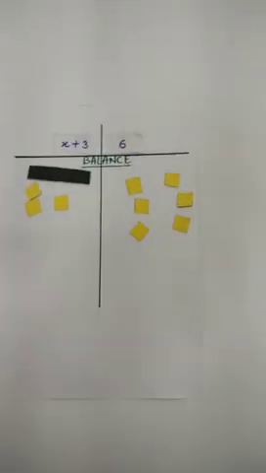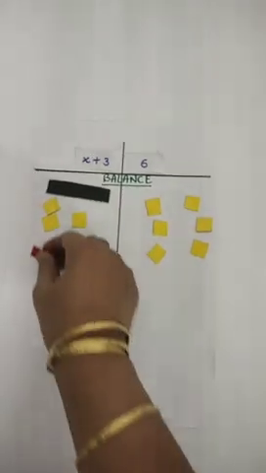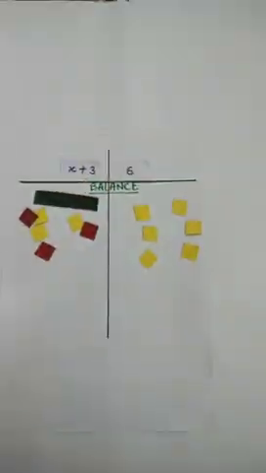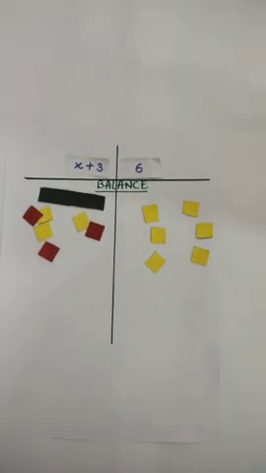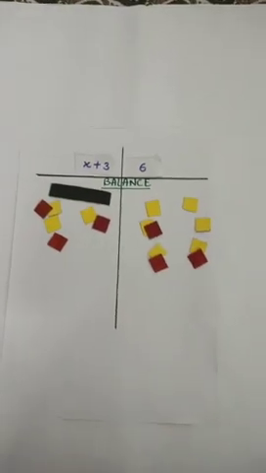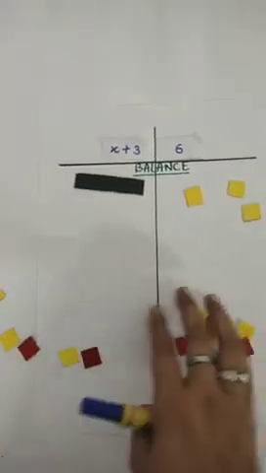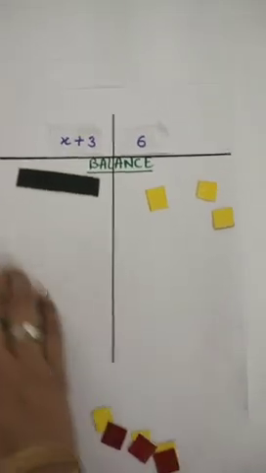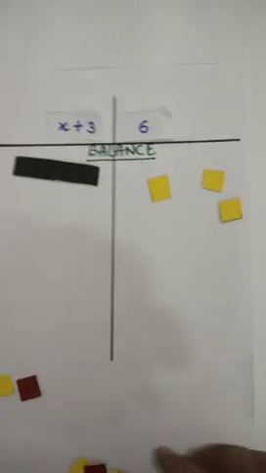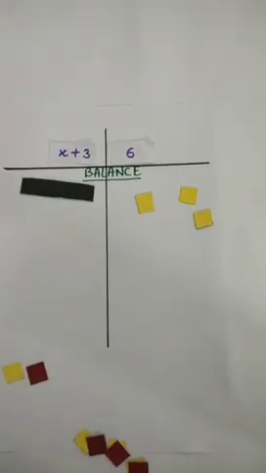Now to solve this equation, we need to remove these 3 tiles. How can we remove them? We can put 3 red tiles towards this side to make them zero pairs, but as we know, we have to do the same thing to the right as we are doing to the left. Towards the right also we have to do the same thing, so I am doing it. Now they are becoming zero pairs, so we can remove these zeros from both the sides. Now you can see what is left here. We are left with only x and 3 yellow tiles. So the solution of this equation is x equals 3.